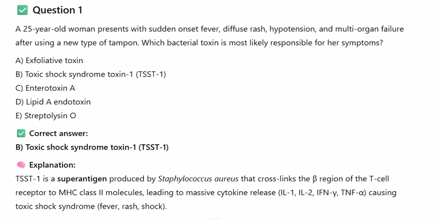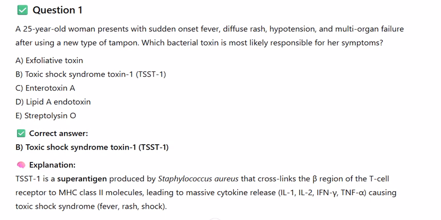A. Exfoliative toxin. B. Toxic shock syndrome toxin 1, TSST-1. C. Enterotoxin. D. Lipid A endotoxin. E. Streptolysin O. Correct answer, B. Toxic shock syndrome toxin 1.